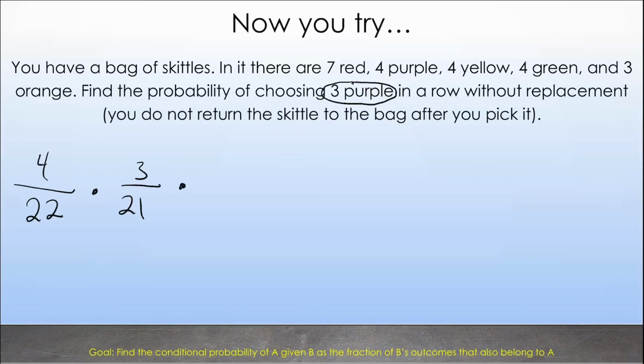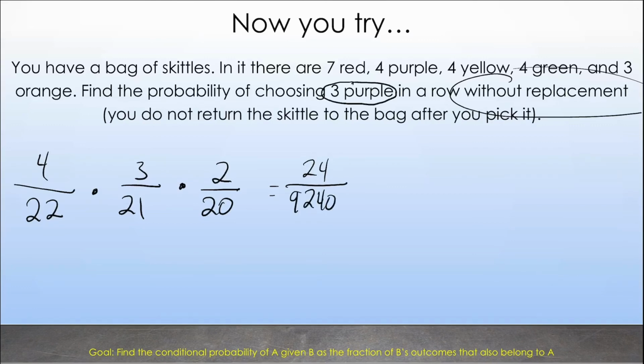And then on my third and final draw, my first 2 I already ate 2 purples, so now I only have 2 more purples left with a total of 20 Skittles. Let's see what the probability without replacement is here. So 4 times 3 is 12, times 2 is 24, and 22 times 21 times 20 gives me 9,240. I'm guessing this is going to be a pretty small percentage.